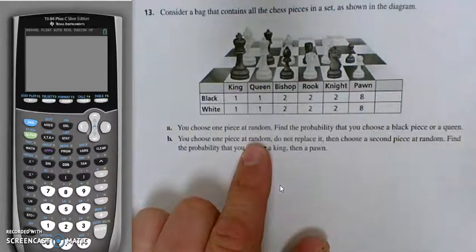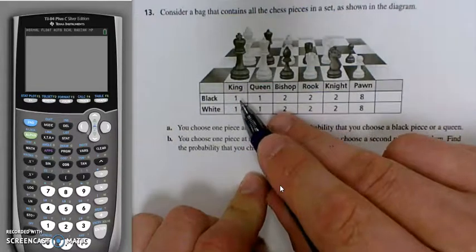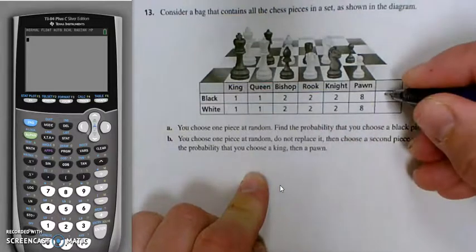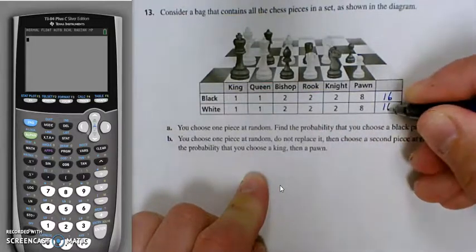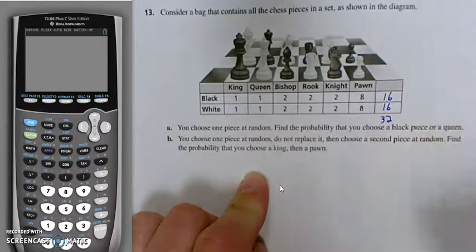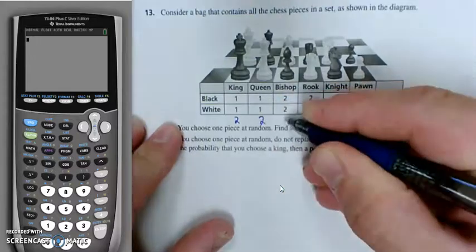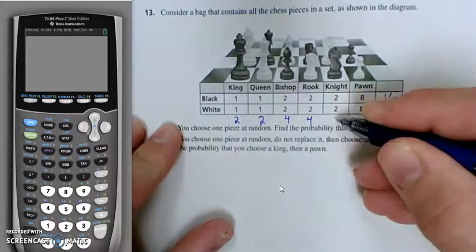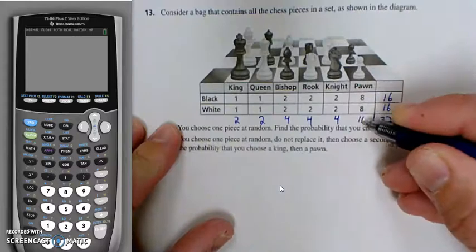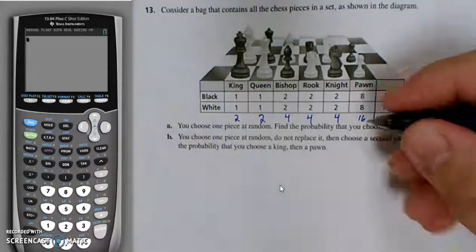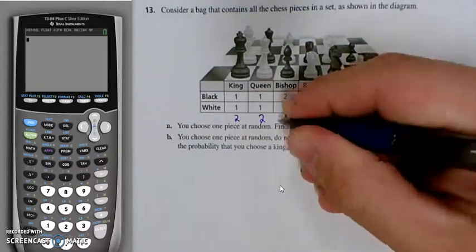find the probability you would choose a black piece or a queen. Really quick, I'm going to find how many black pieces I have. So I'm going to add these up to be 16 total black pieces. There would be 16 white pieces, making for 32 total pieces within this bag. I could also add up each of my different types.